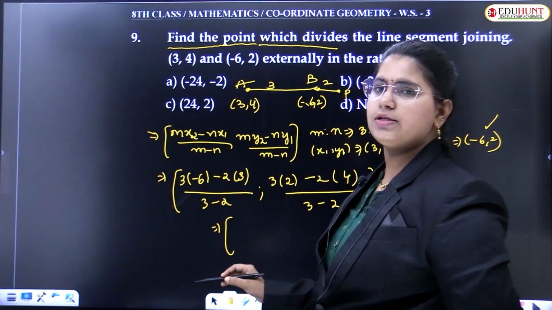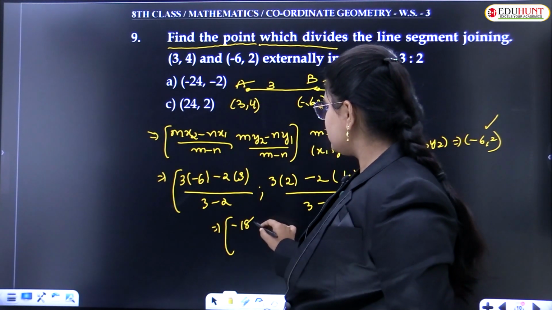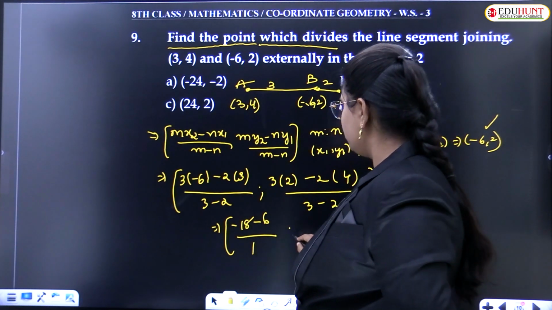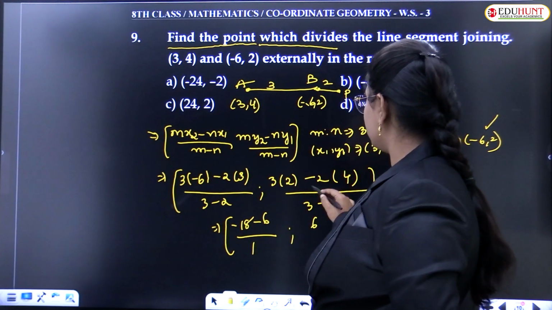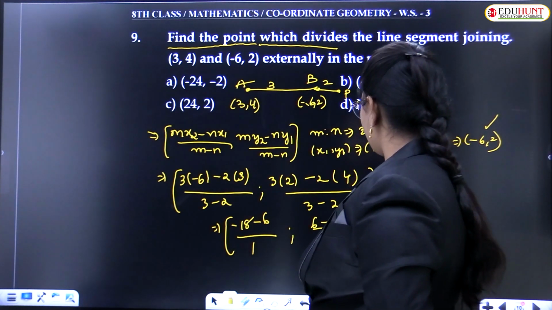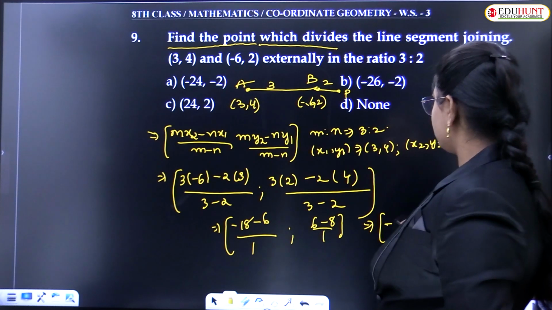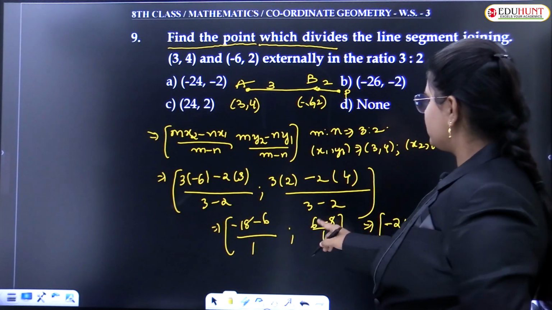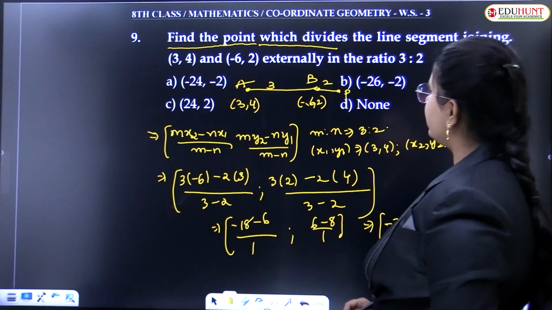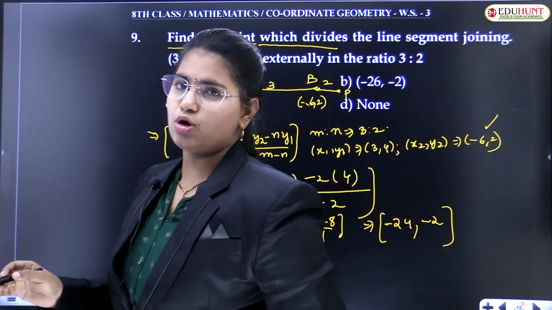Plus 3 into minus 6, which is minus 18. This is minus 6 divided by 3 minus 2, which is 1. And this is 6 minus 8 by 1. Correct. So minus 18 minus 6, what is the answer? It's minus 24. Next, 6 minus 8 is minus 2. Correct. So what is the answer from this? It's option A.